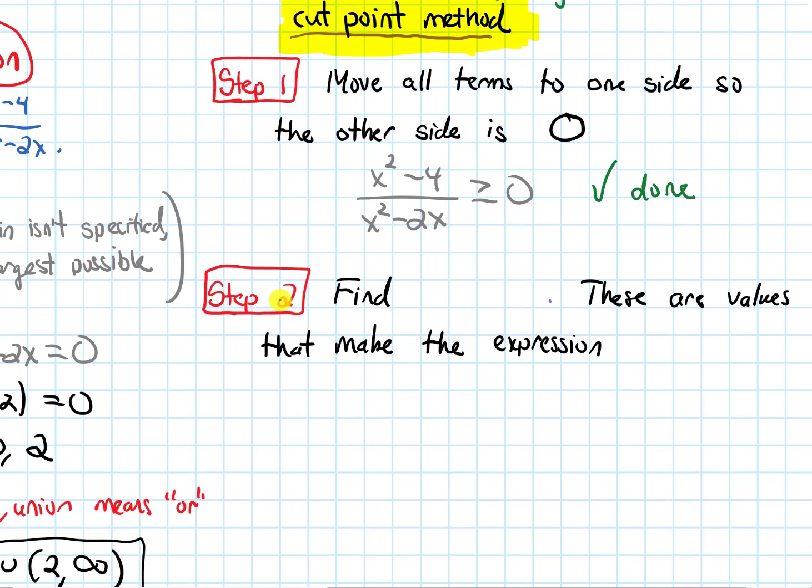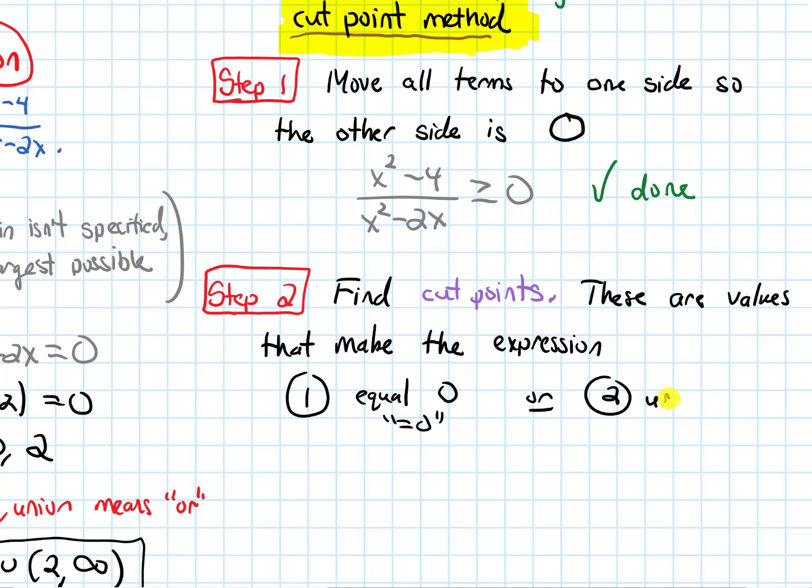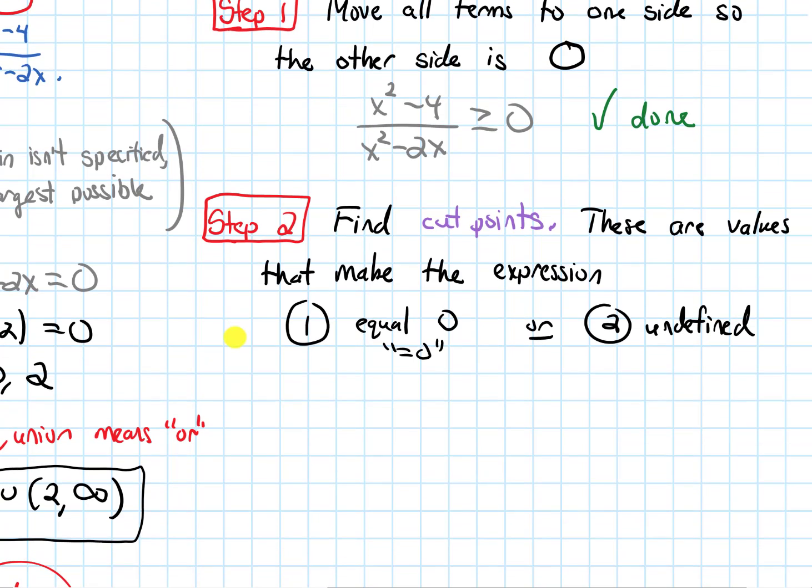Step 2 is to find what I'm going to call the cut points. So these cut points are values that make our expression, this x squared minus 4 over x squared minus 2x, either equal 0, or that make the expression undefined. Okay, so let's find both of those.